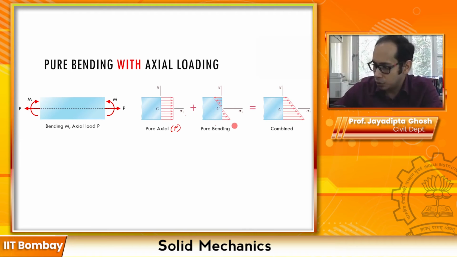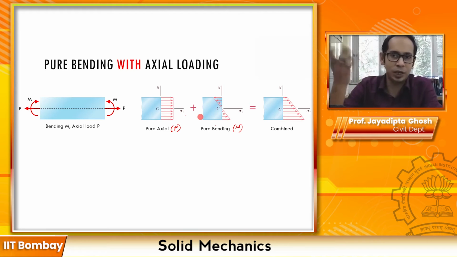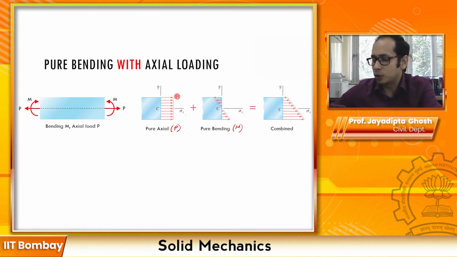So this is due to the M that we have over here. Now as you can imagine, this is like the method of superposition, where you're taking the moment and looking at it separately, taking the axial load and looking at it separately. Once you combine them, this is the joint stress distribution that you have.